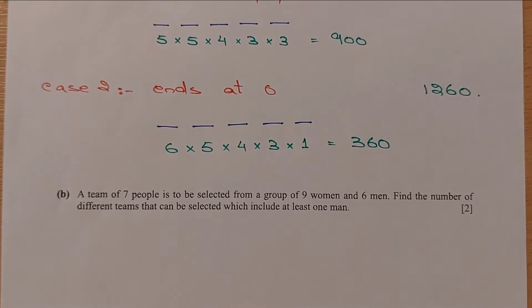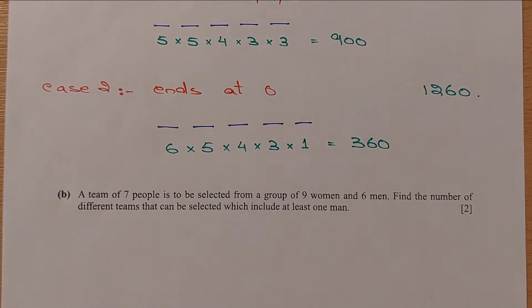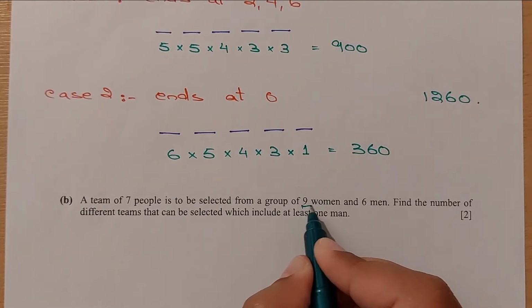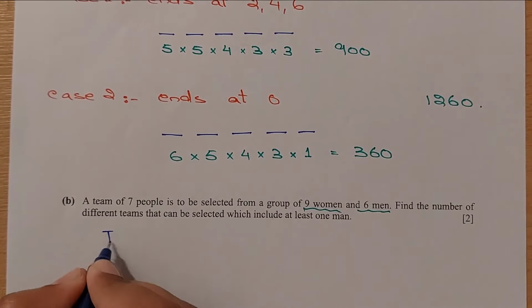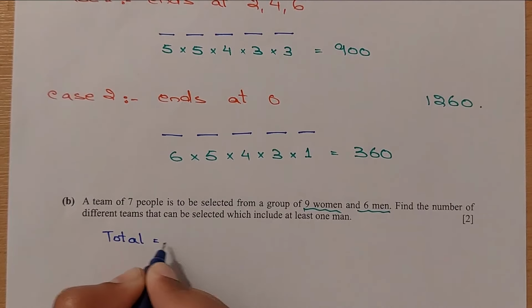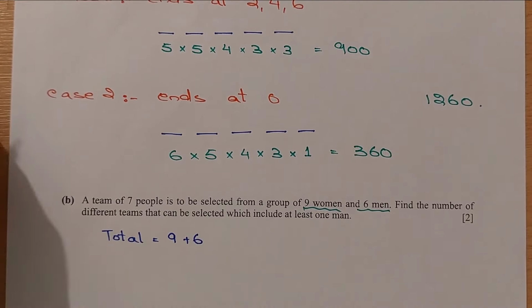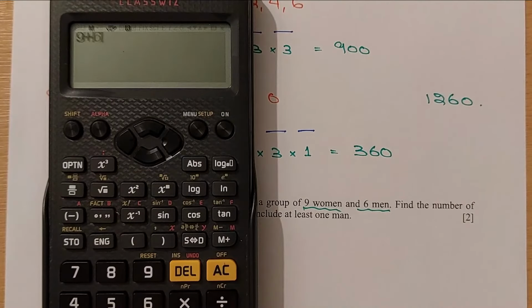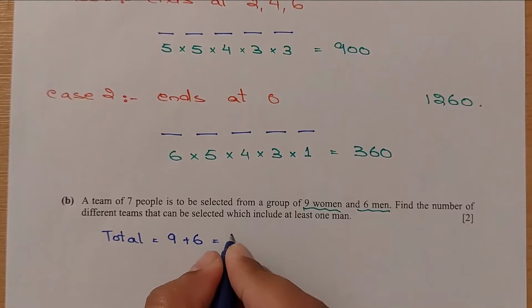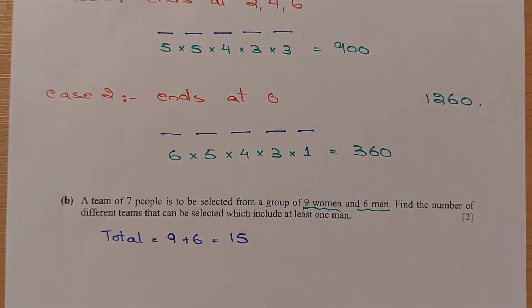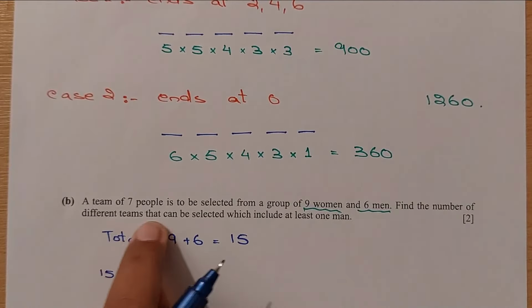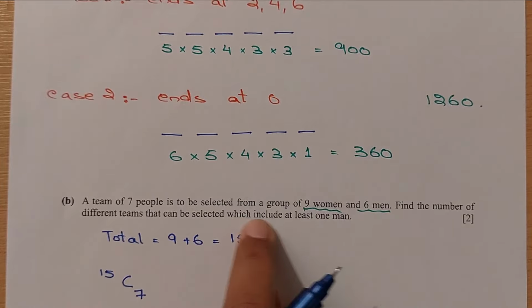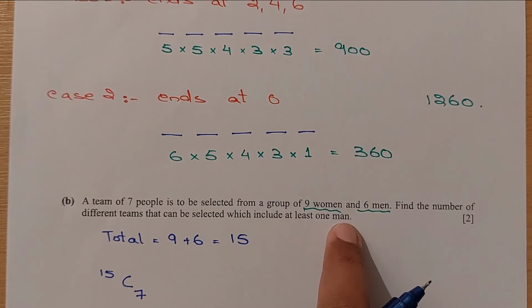Now for the B part: a team of 7 people is to be selected from a group of 9 women and 6 men. Okay, so the total: the women are 9 and the men are 6. So 9 plus 6 is 15. From the 15 people, we have to make a team of 7. So total is 15, and we need to choose 7: 15C7. Find the number of different ways that can be selected which include at least one man.